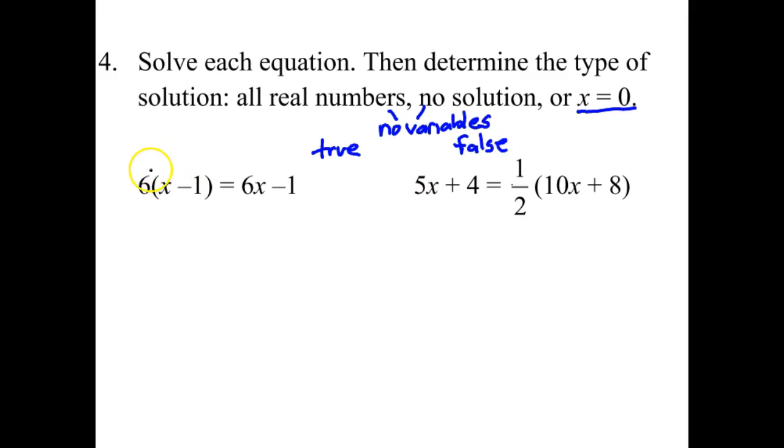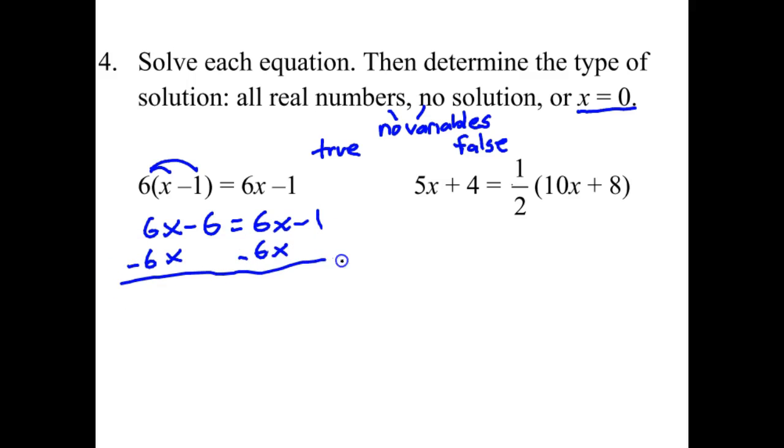Okay. So starting off here, we get 6x minus 6 equals 6x minus 1. And you can see if you subtract 6x on both sides, you have no variables. Right? This is 0 and this is 0. You're left with negative 6 equals negative 1, and negative 6 is not equal to negative 1. That's false. So this is a no solution.